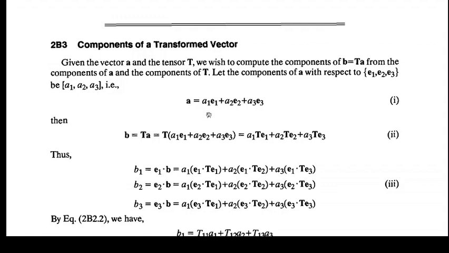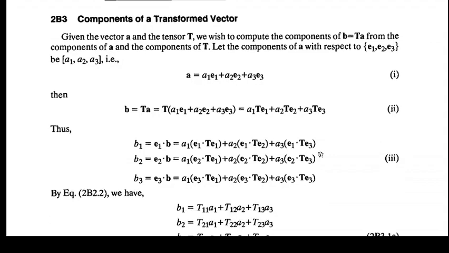Now what is B? We will apply T on this vector A and we will get B. B is equal to T of A is equal to T as it is, tensor as it is, and we will use the form of A here. As T is a tensor, it is linear, so we can write this as A1 TE1 plus A2 TE2 plus A3 TE3. A1, A2, A3 are scalars. Now basically we have to calculate B1, B2, B3. These are the components of vector B.